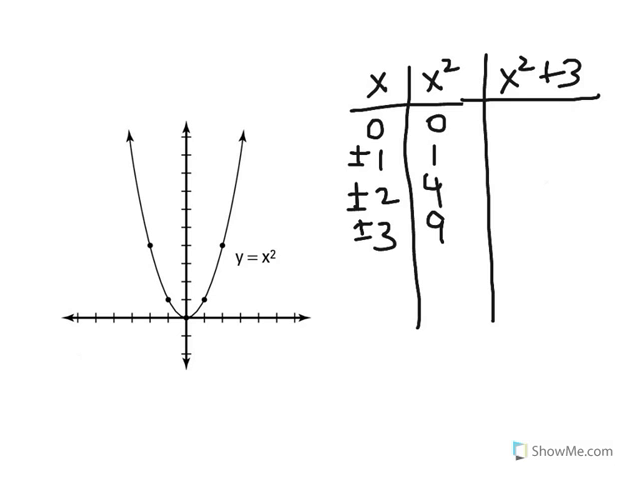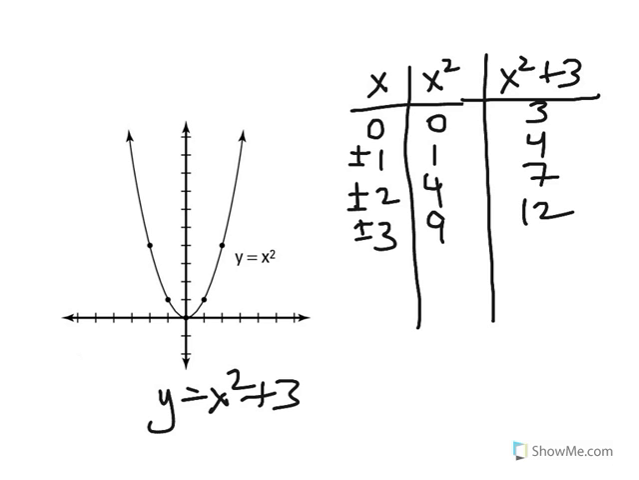Finally, for this screen, let's look at what happens when we add something to the right side of the equation. So we're going to graph the parabola y equals x squared plus 3. All we've done is we've added 3 to our y-coordinates. 0 becomes 3, 1 becomes 4, 4 becomes 7, and 9 becomes 12. The effect is simply to translate the graph that you're looking at now to a position 3 units higher.